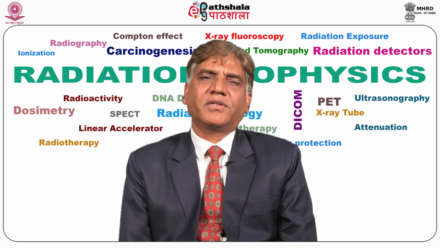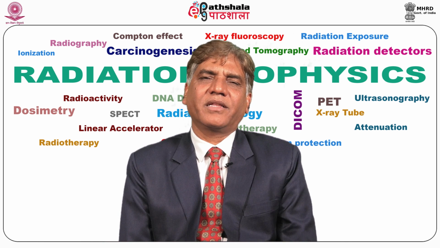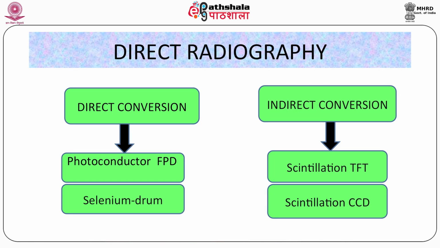Detectors are manufactured so that they combine the process of image capture and image readout then and there itself. There are two types of DR. One is called direct conversion, where a photoconductor such as a selenium plate is used, with a flat panel detector. Another is indirect conversion, wherein scintillation with TFT, or scintillation with CCD, is used.